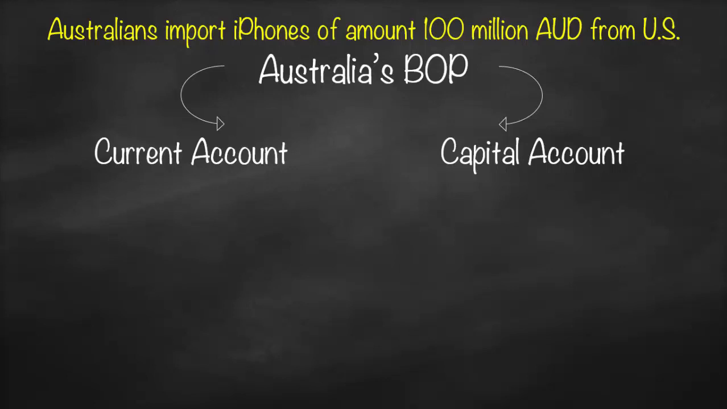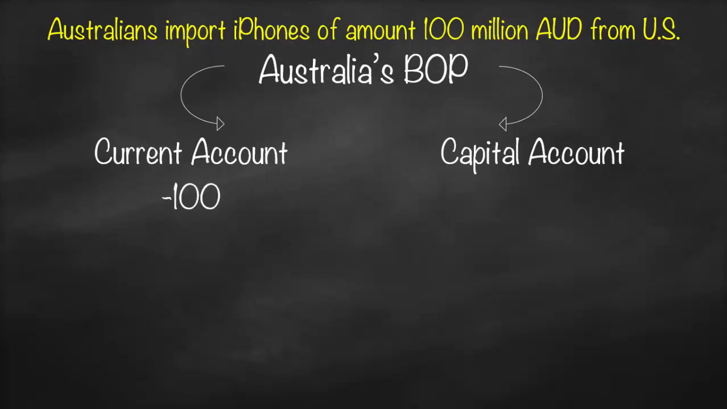Then I'd like to know what will be the sign of this transaction. Would it be positive or negative? Do we receive the cash or do we pay the cash? If Australians import iPhones, it means that they will get iPhones and they will pay the money. If they pay the money, it's cash outflow, a negative cash flow. So under current account, I will put negative 100 million.